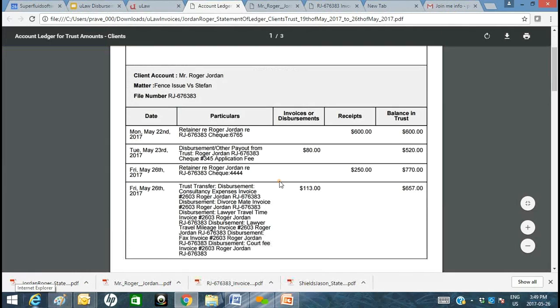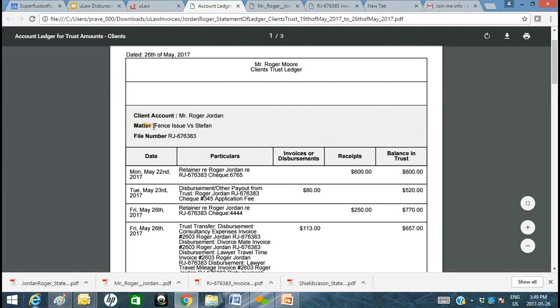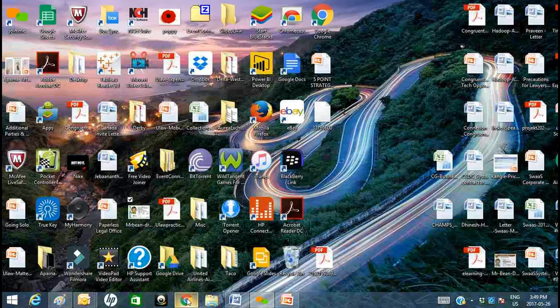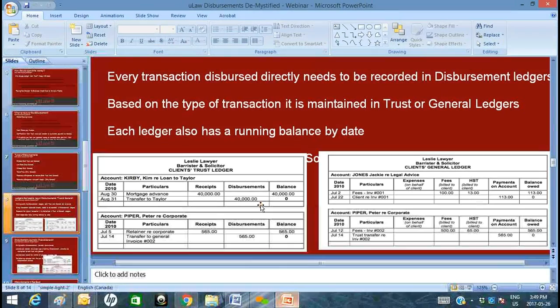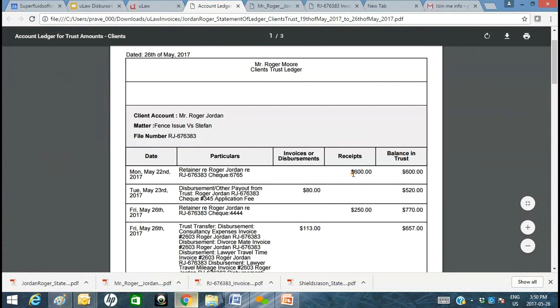Very important, for Mr. Roger Jordan, for the matter, for that file number, which is a unique number, we look at the retainer as a receipt. For that trust ledger, you have a receipt. Let's look at that retainer example right here. We have a $600 receipt on that particular date as a retainer. That's the balance in trust.